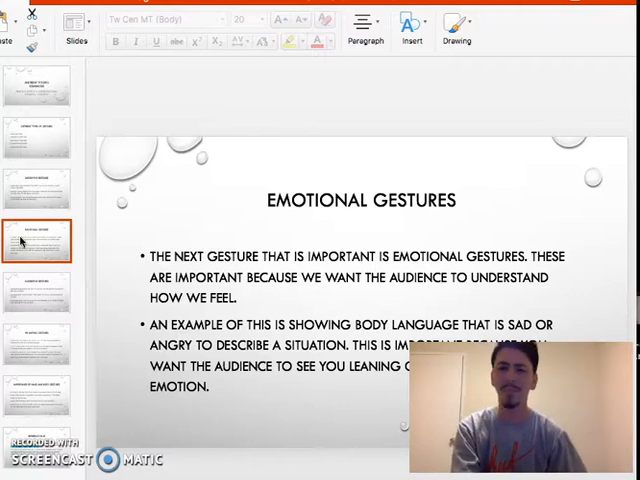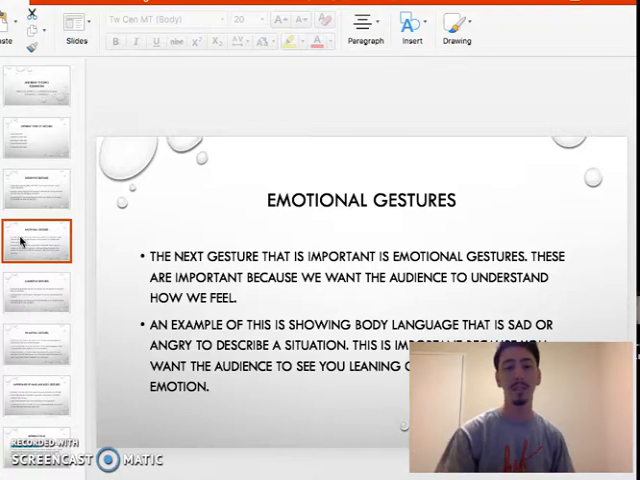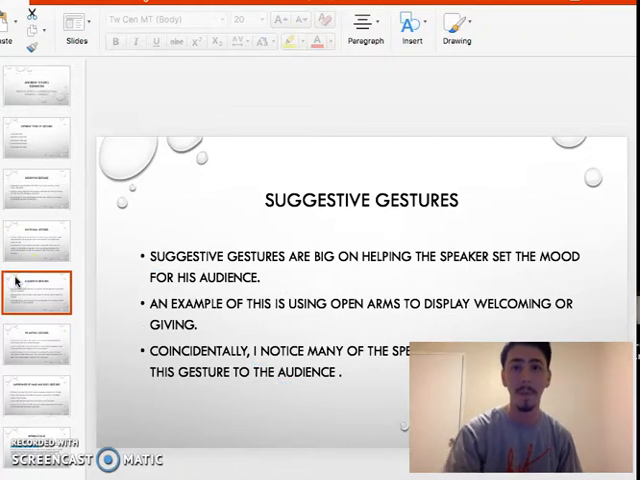They stick out a lot because they describe how the speaker is feeling. And as a listener, I always want to get the most from a public speaker, and see what I can learn from it. So I think emotional gestures are important.